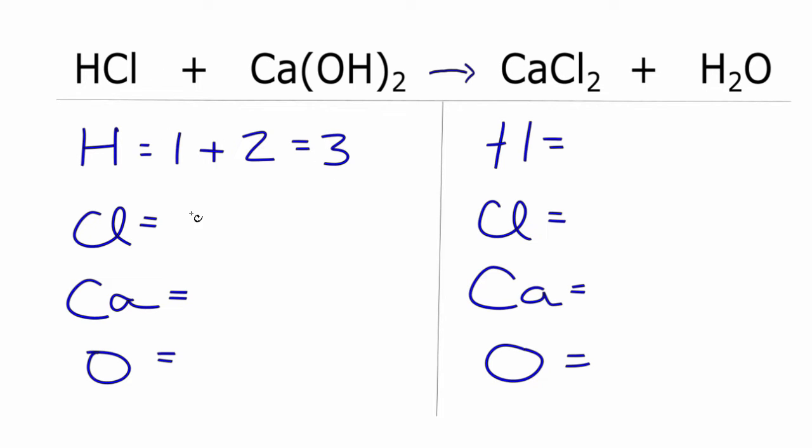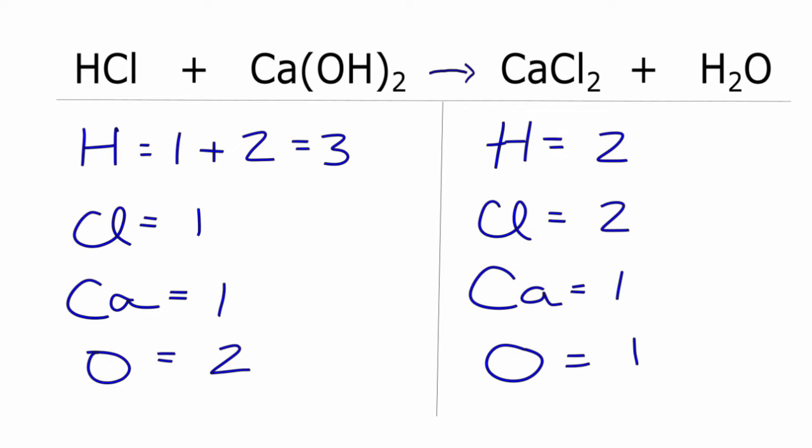Chlorines, I have 1 of those. And then calcium, I have 1 of those. Oxygens, again, I have the 1 here times the 2. That gives me 2 oxygens. Little easier over on the product side, I have hydrogen 2, chlorine 2, calcium 1, and then I just have the 1 oxygen. So it looks like we've got some work to do here.